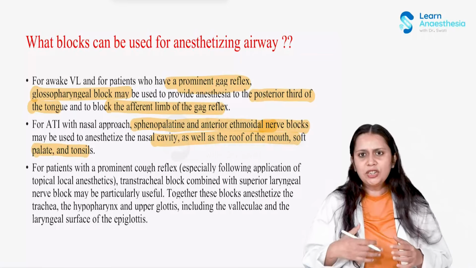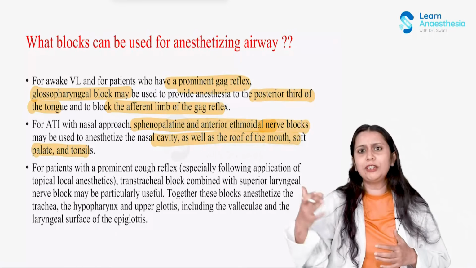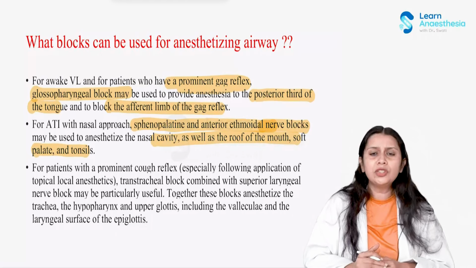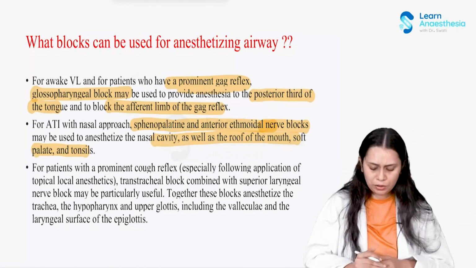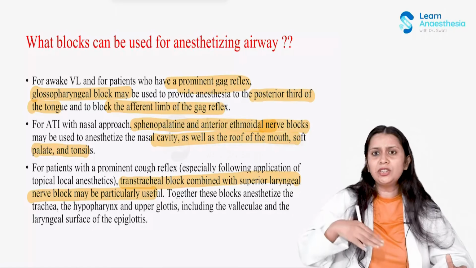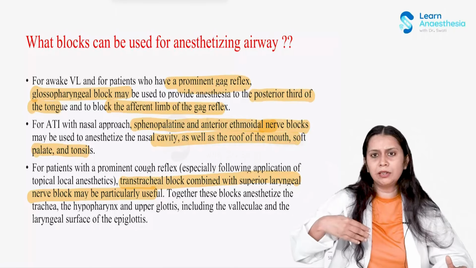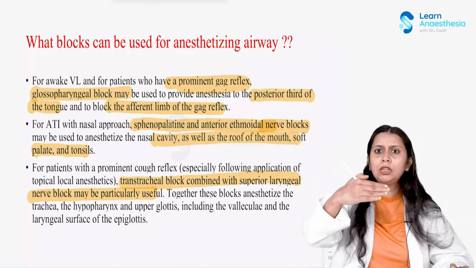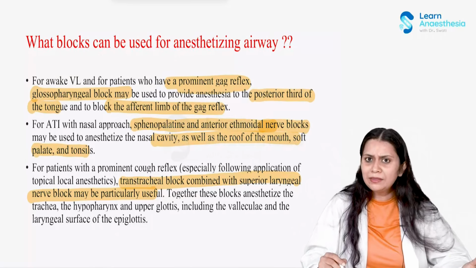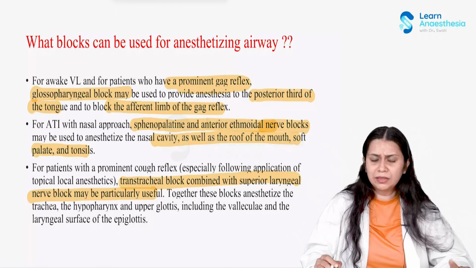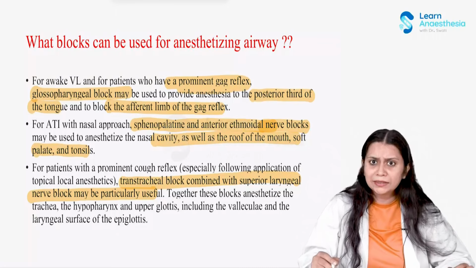Okay, if a patient has a prominent cough reflex, two very important nerve blocks can be practiced in combination, superior laryngeal nerve block and transtracheal block. So we can go for transtracheal block with superior laryngeal nerve block. Now together, this combination of superior laryngeal and transtracheal would anesthetize the entire respiratory tract. Above the vocal cord, the superior laryngeal nerve block would anesthetize, and below the vocal cord, the transtracheal approach would anesthetize.